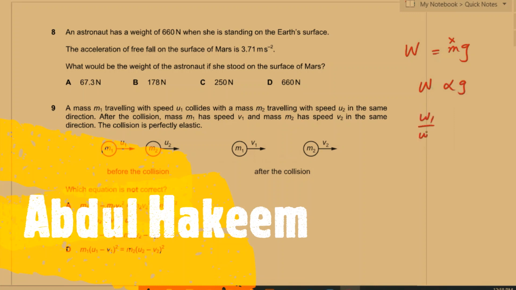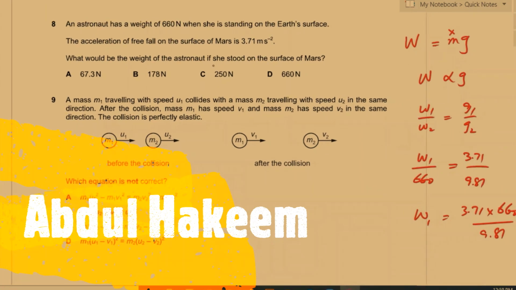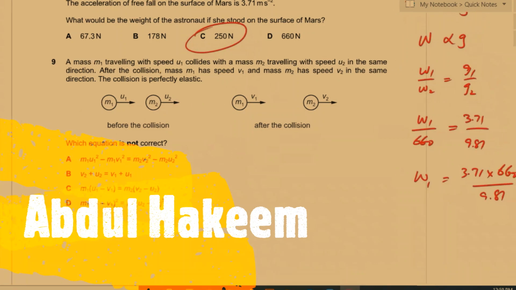We can write W1 over W2 equals g1 over g2. Weight on Mars is required. Weight on Earth is 660 and the g on Mars is given as 3.71 and the g of the Earth is 9.81. So the weight on Mars will be 3.71 times 660 divided by 9.81. So it's approximately close to the answer C, 250 Newton.